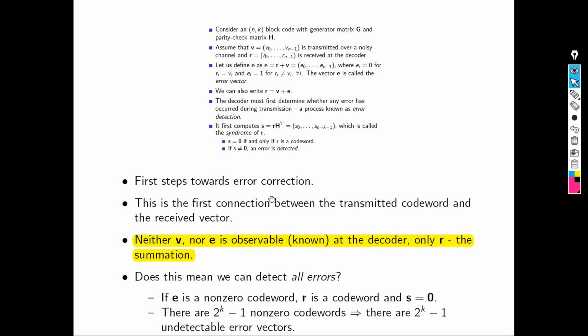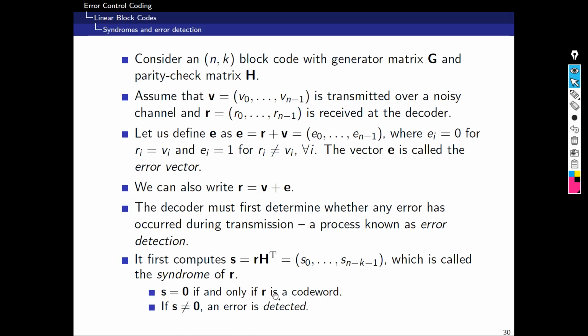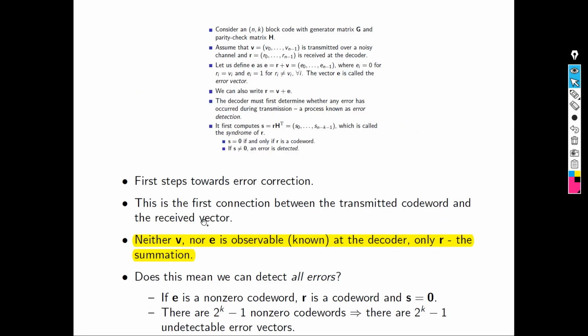First steps towards error correction. So first, initially you detected whether there is an error or not. If the syndrome is equal to 0, R is a code word. If the syndrome is not equal to 0, an error is detected. First steps towards error correction. This is where you start correcting after you detect that there is an error. This is the first connection between the transmitted code word and the received vector. The syndrome is the connection between them.